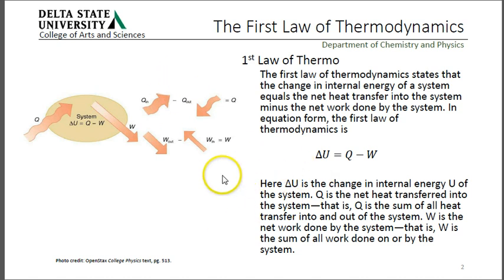So the change in internal energy, delta U, is the net heat transfer into the system minus any work done by the system.